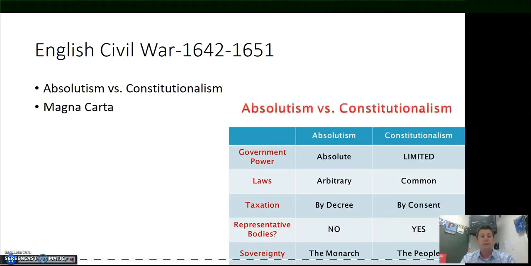The English Civil War is really a battle of absolutism versus constitutionalism. Who is in charge within the government? And again, we're talking England here, 1640s, 1650s. This issue is going to be the main crux of the English Civil War and the conflict that happens. It's absolute power for the king versus limited power. Does the government, does the Parliament, do the people have the right to limit the power that the monarch has?